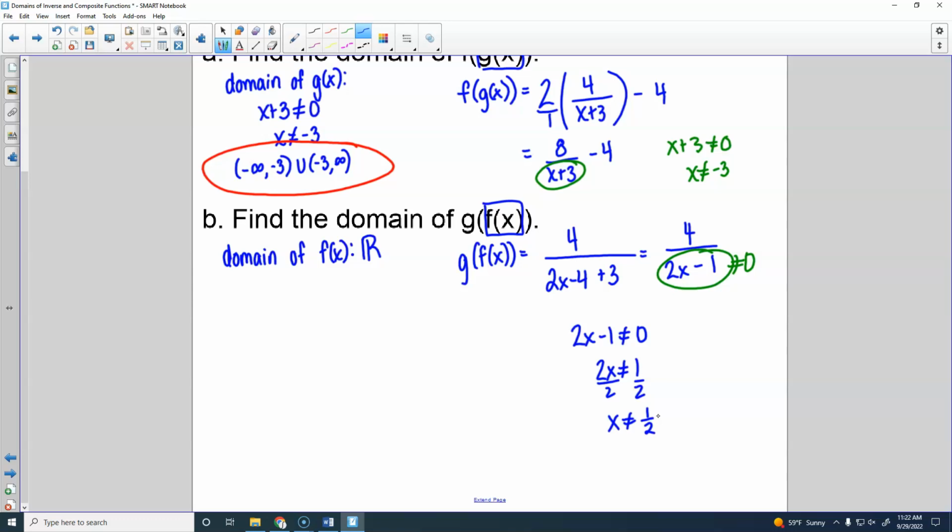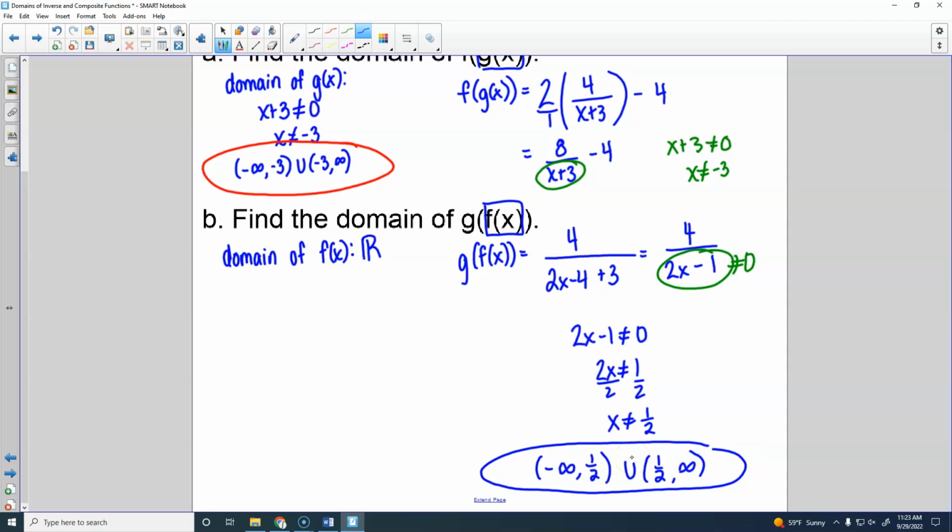So for this problem, my domain of f was all real numbers, so it doesn't really affect anything. There were no issues there. The domain of g of f of x, I can write it as x does not equal 1/2 sometimes, but in interval notation, which you're more likely to see, that would be negative infinity to 1/2 and 1/2 to infinity.